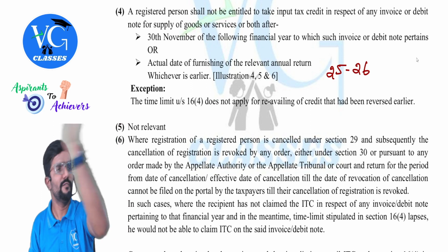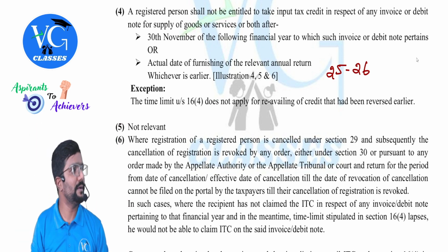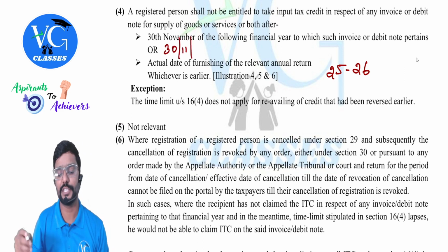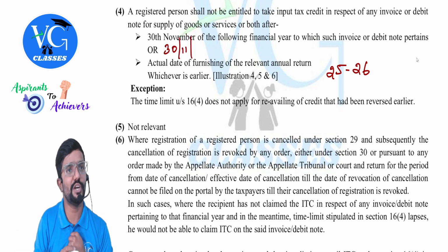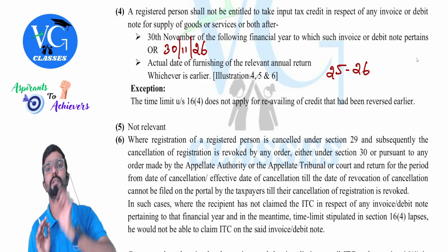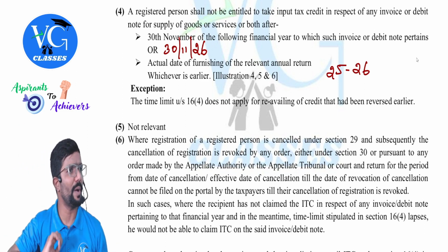Any month, any day of financial year 25-26, they're telling the maximum you can claim it within what time? 30th November of next financial year. Next financial year means which year, guys? 26, not 27, because the next financial year would be 26-27. So November will fall in 26, whereas Jan, Feb, March will come in 27.